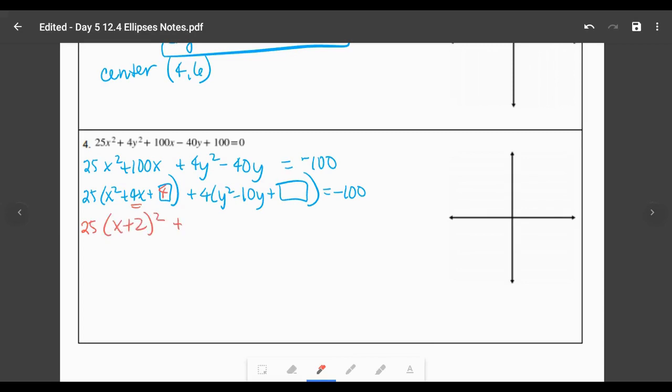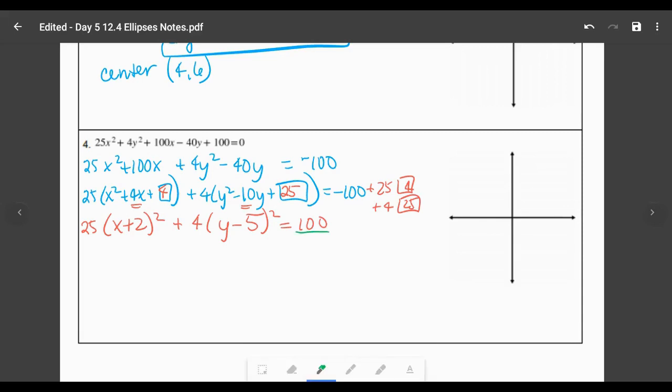And then for this one, we want half of negative 10. That's negative 5, squared is 25. So we would do 4 times (y minus 5) squared equals negative 100. But that's not really negative 100 because we need to also add 25 times 4 plus 4 times 25. So that looks like it's going to give me positive 100. Now we need this to really equal 1.